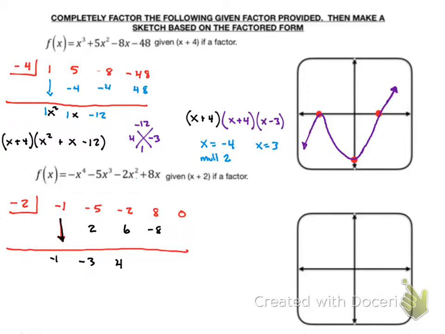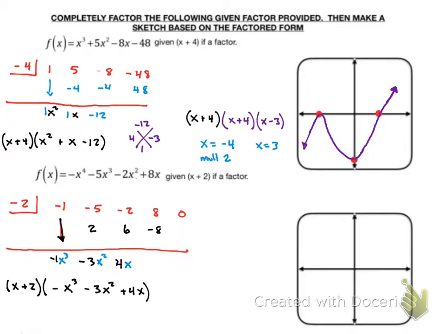So now writing this out, remember we started with x to the 4th power, so we have to start with x to the 3rd. So here's my x to the 3rd, x squared, and then my x. So here are my factors so far. I have x plus 2, that's what we use for the synthetic division. When we did synthetic division, we got negative x cubed minus 3x squared plus 4x.